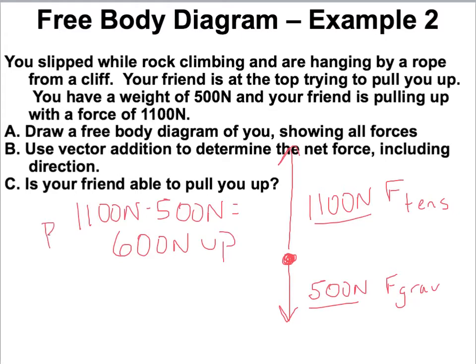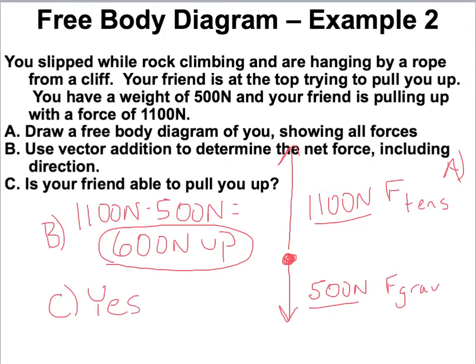So this is for part B, and this is for part A. And part C says, is your friend able to pull you up? Well, since the net force is going upwards, the answer is yes. Your friend is pulling with a force that's bigger than your weight.